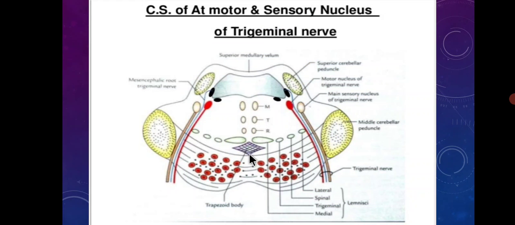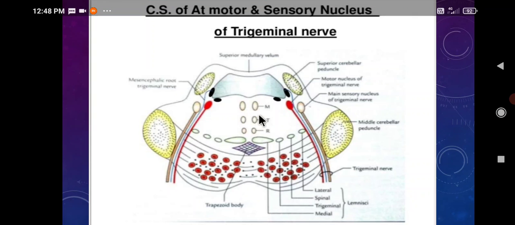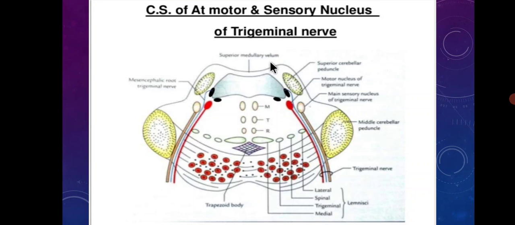When we study the internal structure of the pons at any level, you can see two distinct regions. The large ventral part is also called the basilar part, and this is the tegmental part. The basilar or ventral part continues below with the medulla, and the tegmental part continues upward with the midbrain. The structure of the basilar part of the pons is the same in all sections, while the tegmental part is different at different levels.